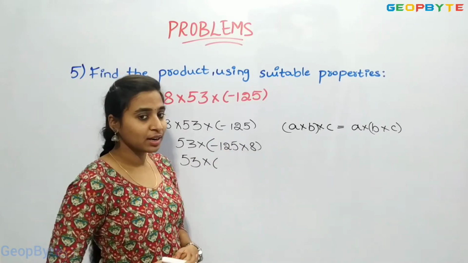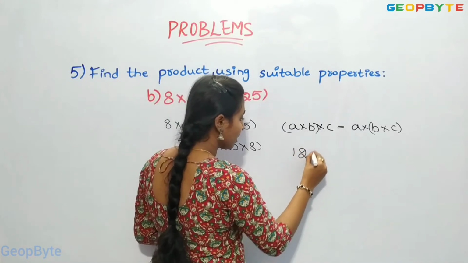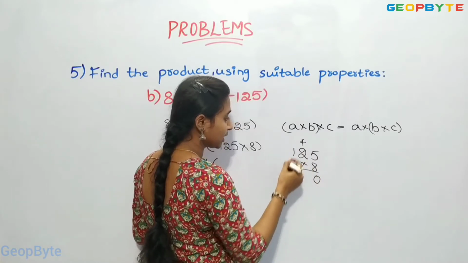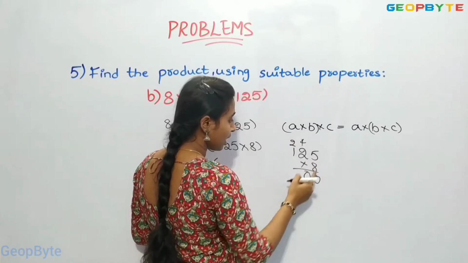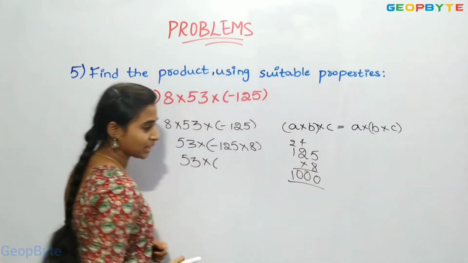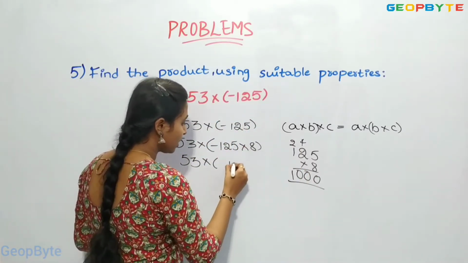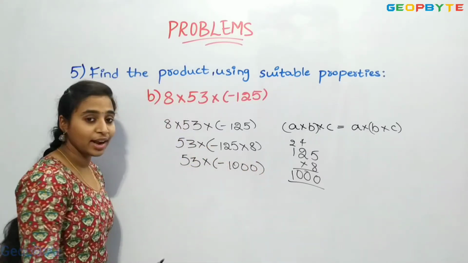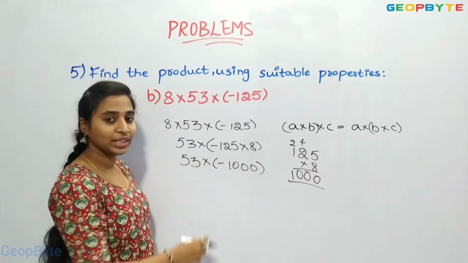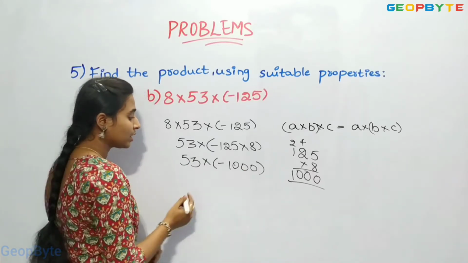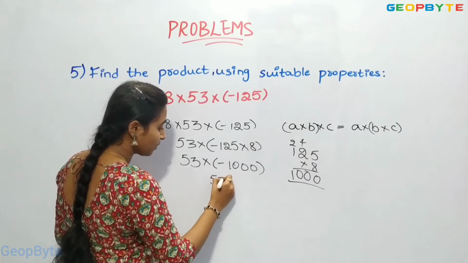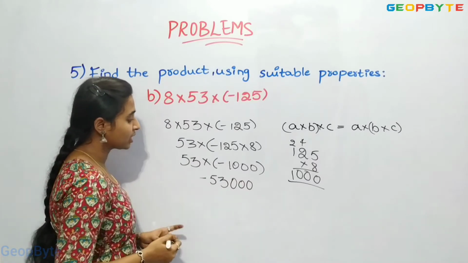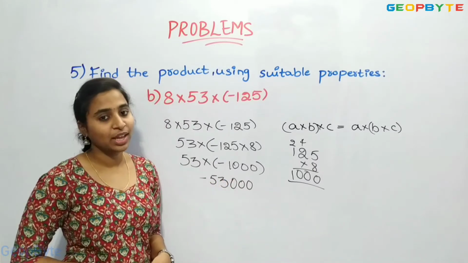125 8s are how much? Let us multiply. 8 5s are 40. 8 2s are 16 plus 4 is 20. 8 ones are 8, 10. We got 1000. 125 8s are 1000. We have a negative sign, that is minus 1000. Now we can easily multiply 53 and minus 1000. 53 into 1 is 53. We have 3 zeros beside, that is 53,000. The sign remains minus. So we got minus 53,000.